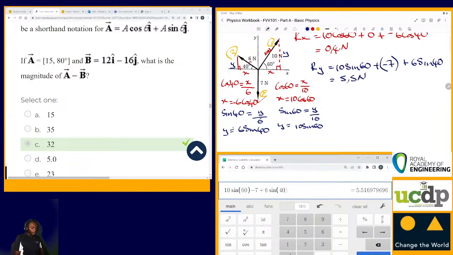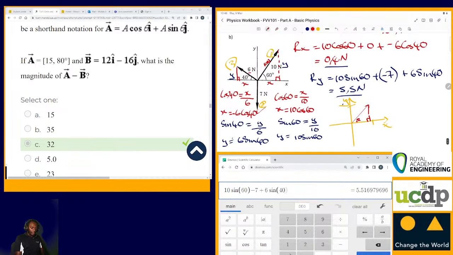Now what we do, we then put up a sketch to find our direction, and both of these are positive, so x is positive, y is positive. We should be in this quadrant actually. So we can put that and close there, find the right angle. X, we got 0.4, y, we got 5.5.